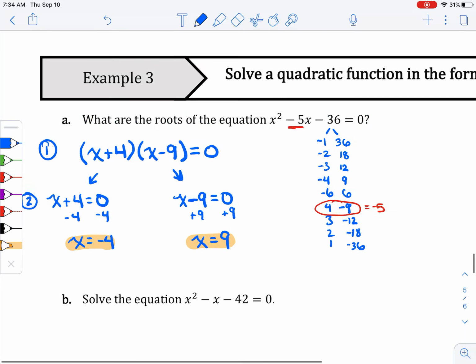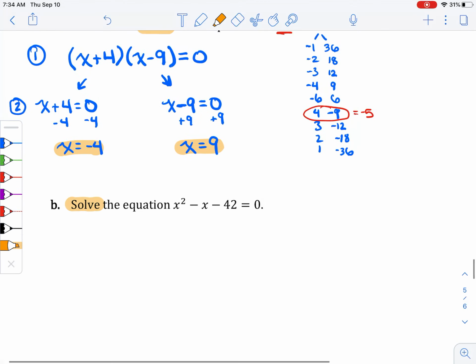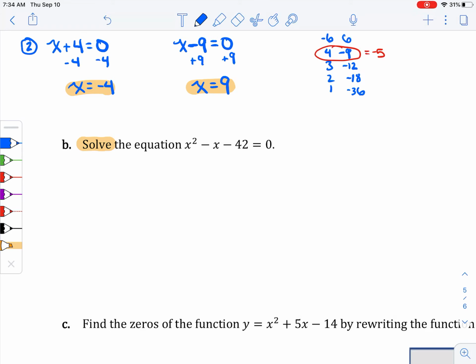All right, so B. Notice that A asked for the roots of the equation. B is asking us to solve the equation. So it's the same question though. It just wants us to find those solutions, those intercepts. So again, I'm going to list all my factors: 21, negative 3, 14, negative 6, 7, positive 6, negative 7, positive 3, negative 14, positive 2, negative 21, and positive 1, negative 42. I want these to add up to negative 1, which means they need to be 1 apart. So 6, negative 7 is negative 1. So those are my factors.